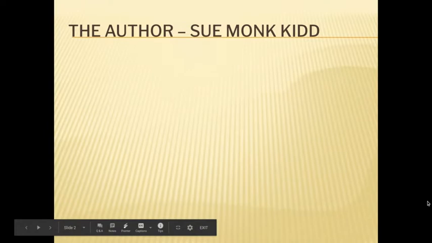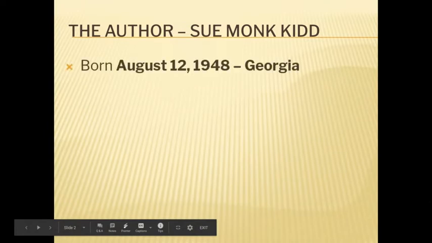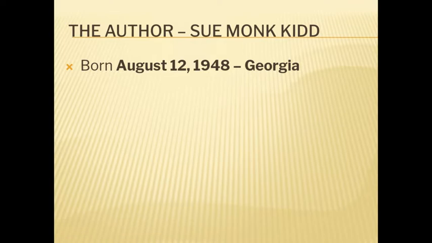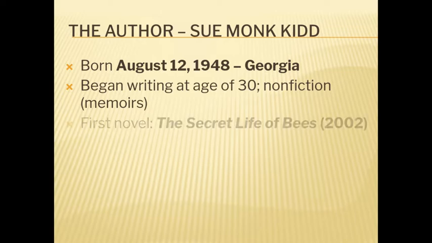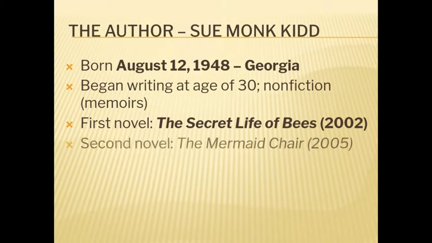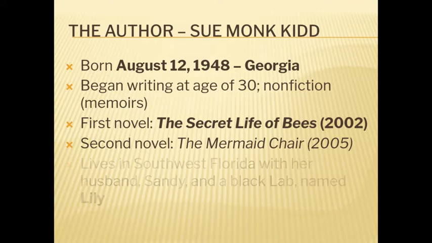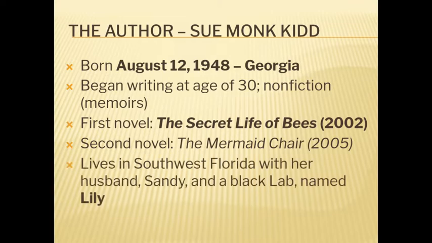Okay, so our author is Sue Monk Kidd. A few things about her. She was born in Georgia in 1948. She didn't begin writing, though, until she was the age of 30, and mostly she wrote nonfiction at the time. Her first novel, being fiction, is The Secret Life of Bees, which was written in 2002. Her second novel, The Mermaid Chair, in 2005. She lives now in Southwest Florida with her husband, Sandy, and a black lab named Lily. That name will become important because Lily is the protagonist of our novel.